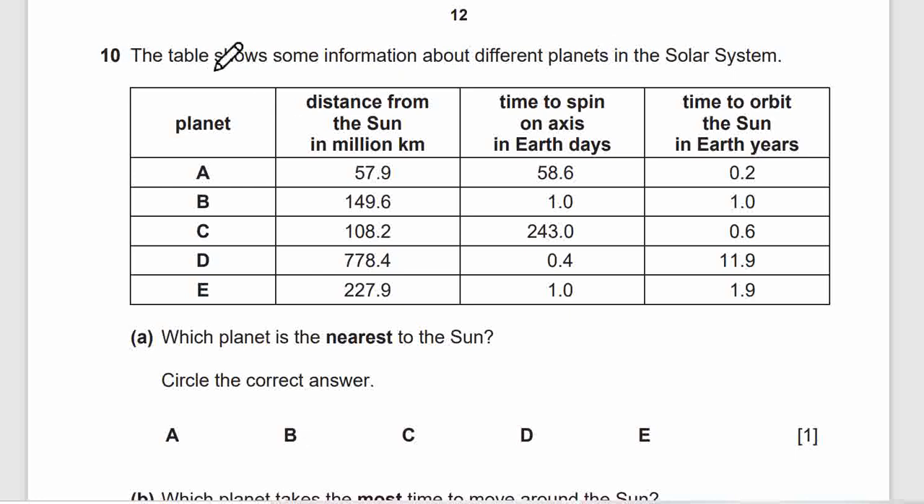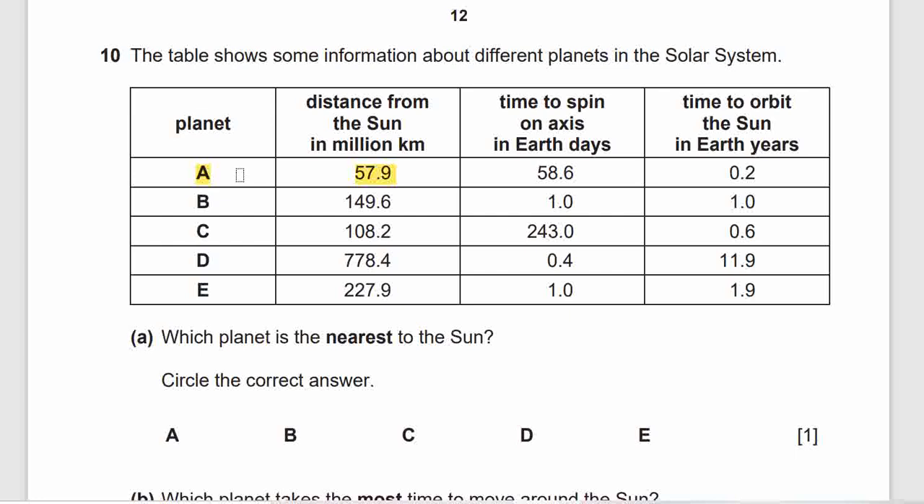This is number 10. The table shows some information about different planets in the solar system. Planets A to E: distance from the sun in million kilometers, time to spin on axis in Earth days, and time to orbit the sun in Earth years. Which planet is nearest to the sun? Circle the correct answer. We can see the distance. The nearest is the smallest, so it should be A.